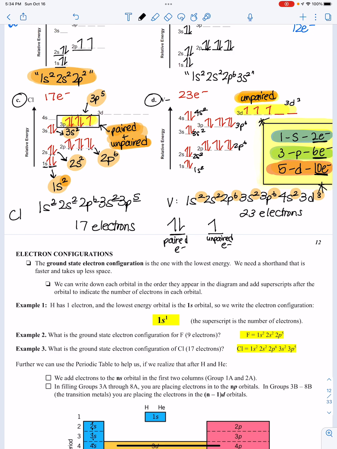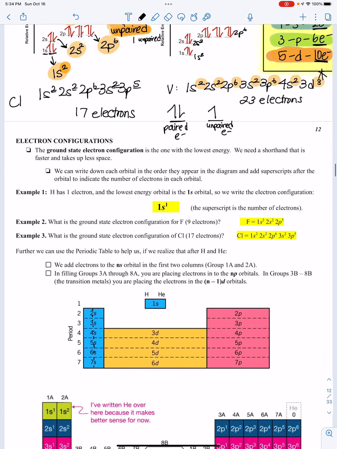We call that a paired electron. Look at the 3d of our vanadium here. There are 3 unpaired electrons. The chlorine here only has 1 unpaired electron. Just doing some vocabulary and nomenclature, and we'll talk more about this in class, but just throwing it out there.